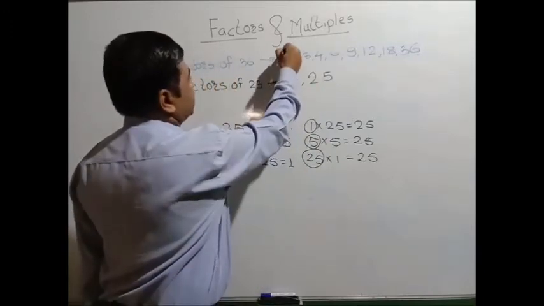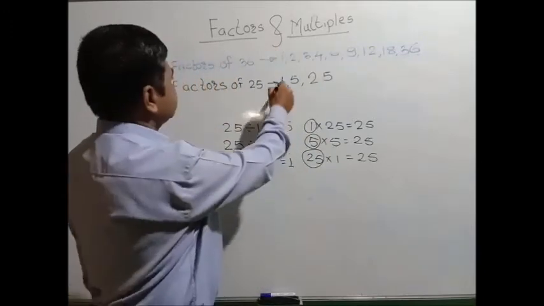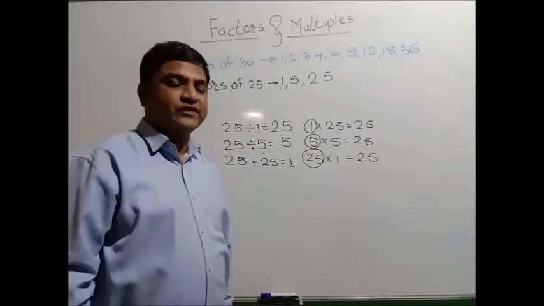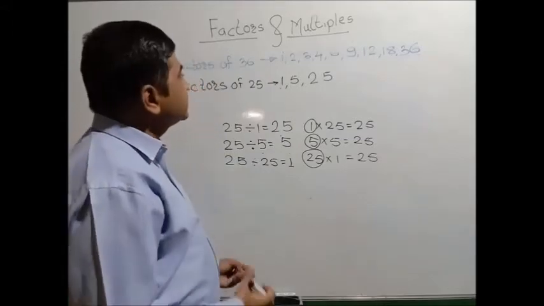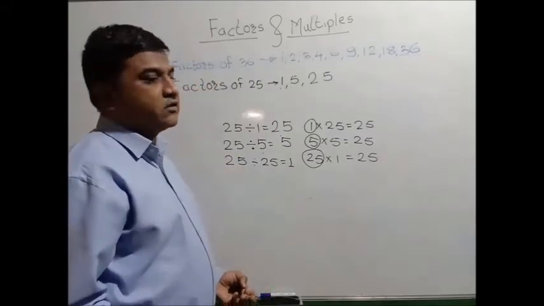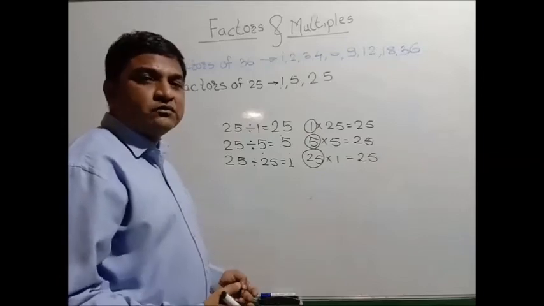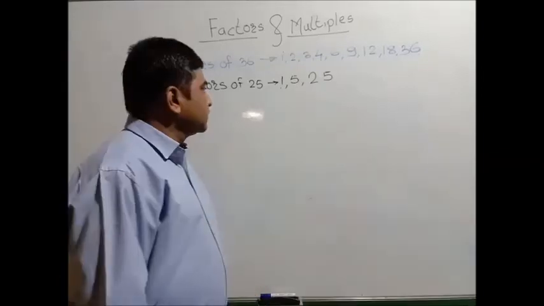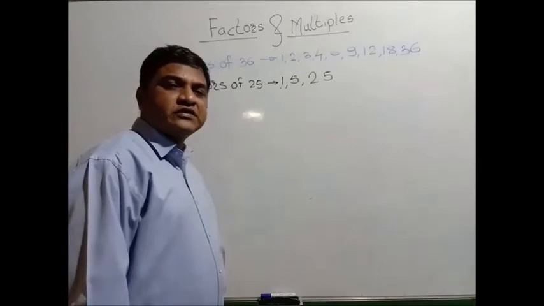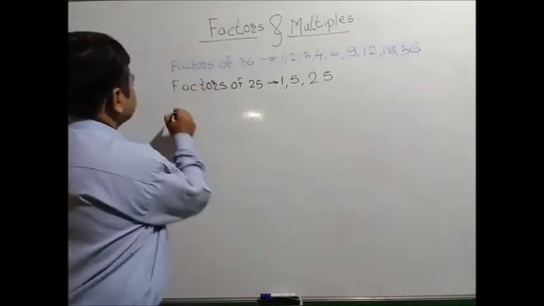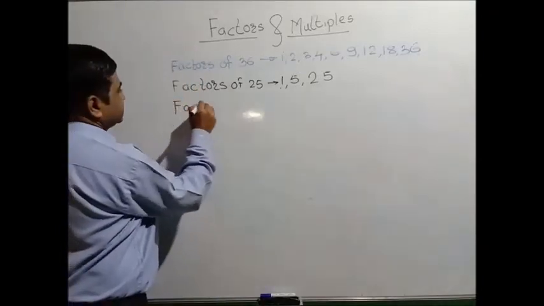You can see that 1 is in the factors of 36, and 1 is also in the factors of 25. So we can conclude that 1 is a factor of every number. We can prove this by taking the next example. Find the factors of 37. So let us find the factors of 37.